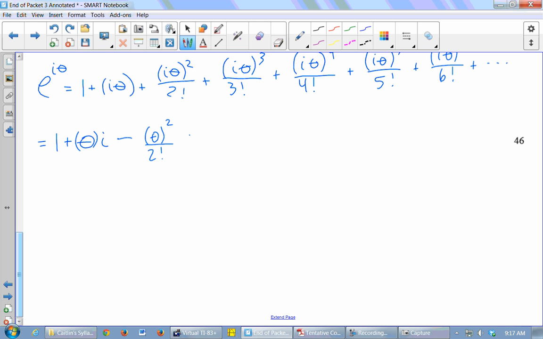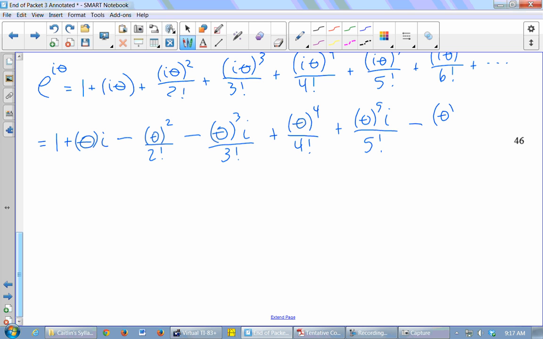And then I cubed is going to be negative I. So my sign's going to be negative. And I'm going to have a theta cubed with an I still over 3 factorial. And then I to the 4th is positive 1. So this just becomes plus theta to the 4th over 4 factorial. I to the 5th is I. So this is theta to the 5th times I over 5 factorial. I to the 6th is negative 1. So this is negative theta to the 6th over 6 factorial. So all I was doing was simplifying my I to a powers.